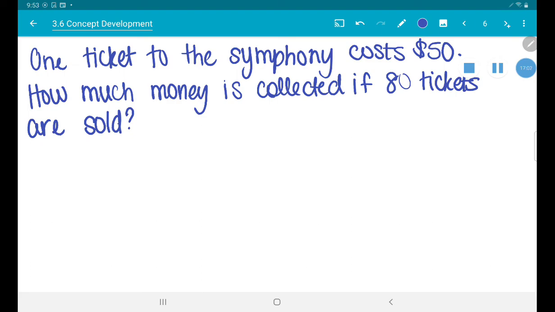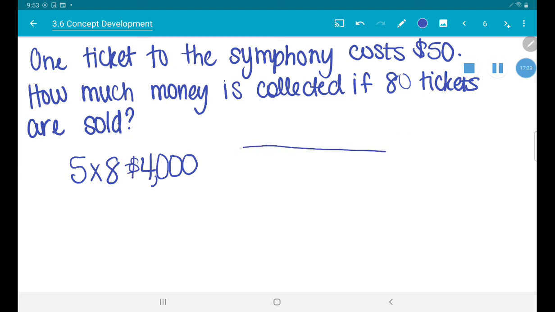Alright, so Cash, what did you do to solve? I did 5 times 8 equals 40, and then I put my 2 zeros. Where did you get 2 zeros from? Right here. Okay, tell me where right here means. I got the 80, and then I got the 50. So you took the 0 from the 80 and the 0 from the 50, and your answer was what? $4,000.